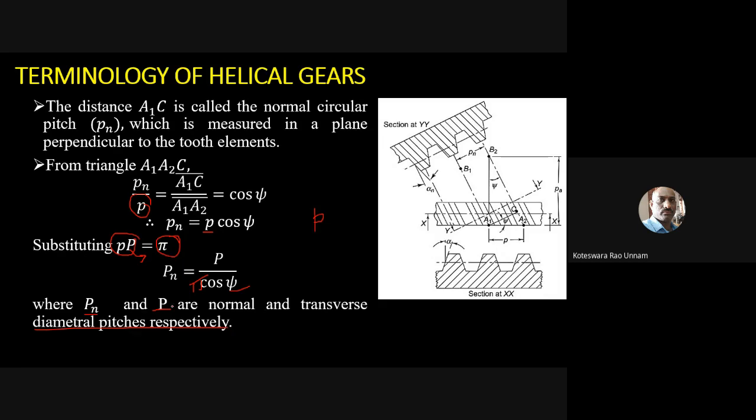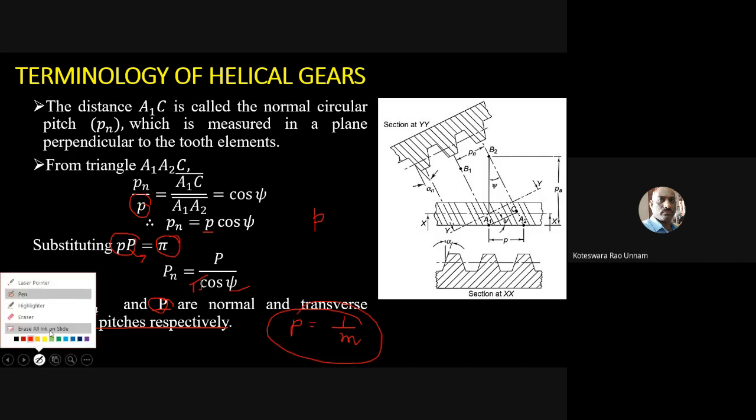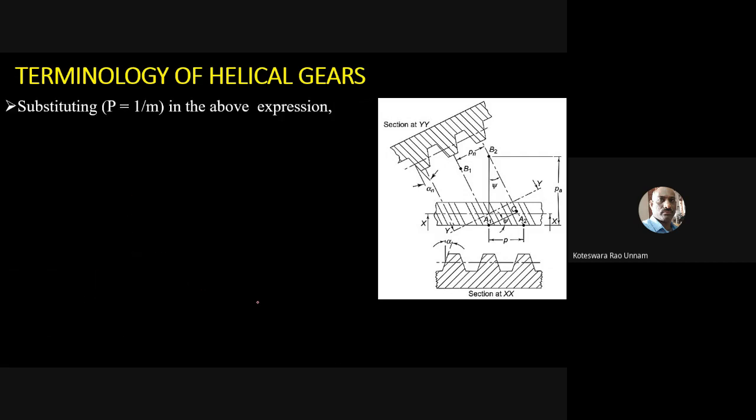Of course, we are not going to use this term. The only thing is this P is nothing but 1 by m, so that you can easily remember it. It is 1 by m. I have written P is equal to 1 by m in the above expression. Then Mn is nothing but the normal module.